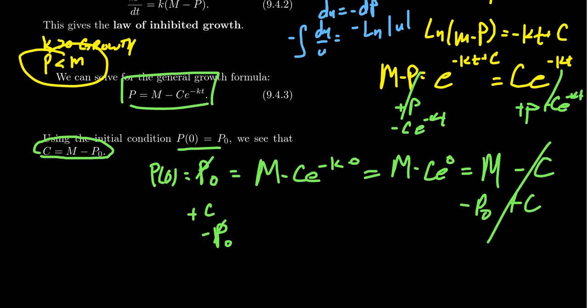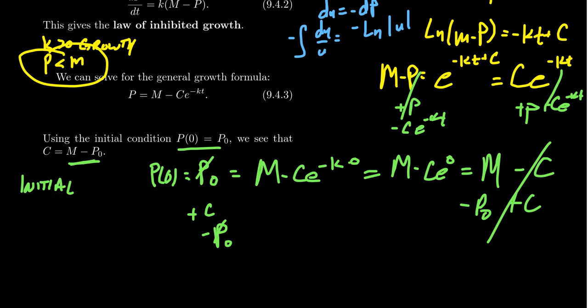So this right here gives us an equation for the law of inhibited growth, where C there is measuring the difference between the maximum population and the initial population. So this is what I like to think of as the initial elbow room is what this number is computing. All right. Now this formula, some of you might have seen before. This model has built into it the idea that as you get closer and closer and closer to this threshold value, M, the growth will shrink over time, right? This is actually a really good model, for example, when one talks about Newton's law of cooling.